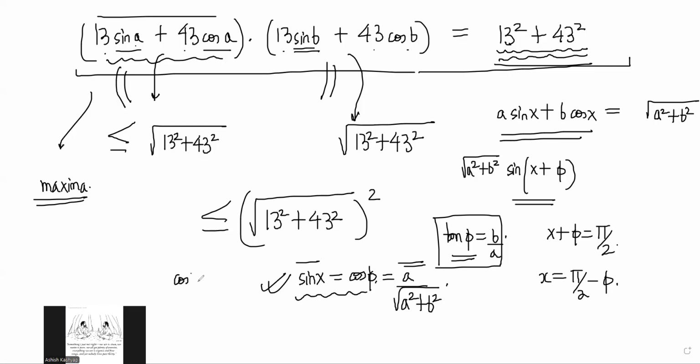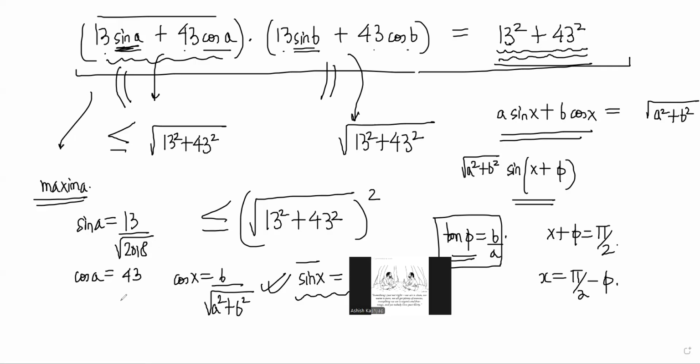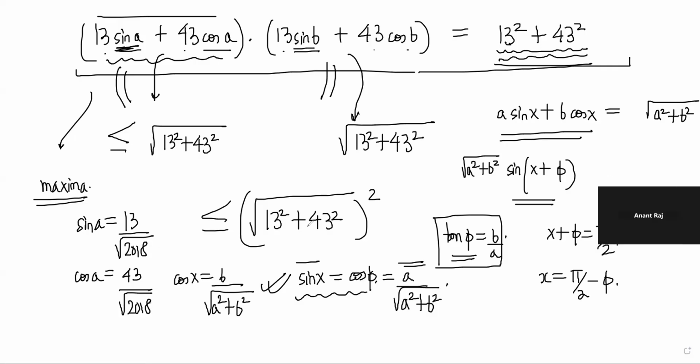So obviously then cos x will be b by this, right? Are you understanding what I'm saying so far? Yes. So in this case, maximum value will happen when sin A will be equal to 13 by root over 2018, right? And cos A would be 43 by root over 2018. Do you understand? Yes.